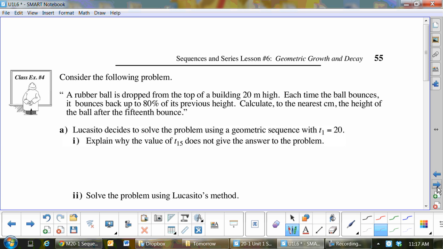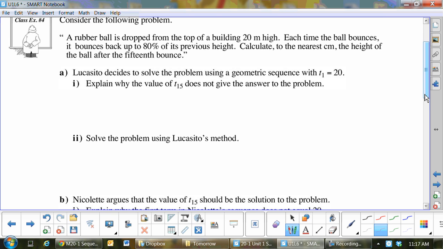We got a rubber ball that's dropped from the top of a building 20 meters high. Each time the ball bounces back up to 80% of its previous height, calculate to the nearest centimeter the height of the ball after the 15th bounce. Okay? Now, just under A, let's draw a picture. Okay, you can do that. So draw a picture of a building. So just draw, here's my building. Okay, so it's going to be like a tall building, so put a couple windows in here, right? A door.